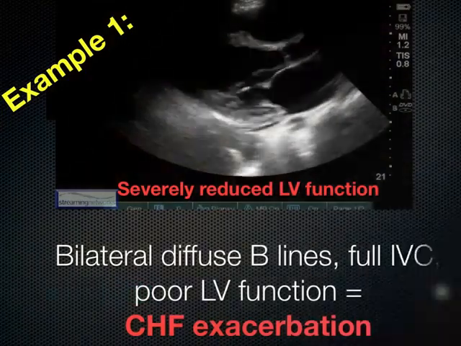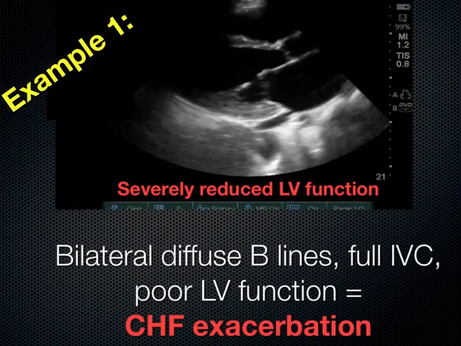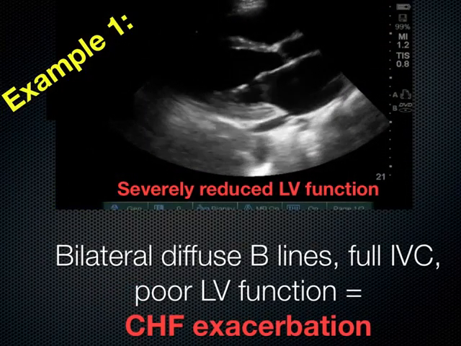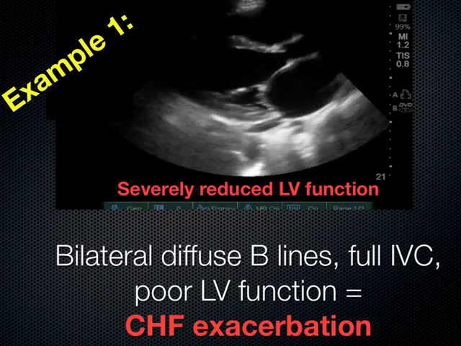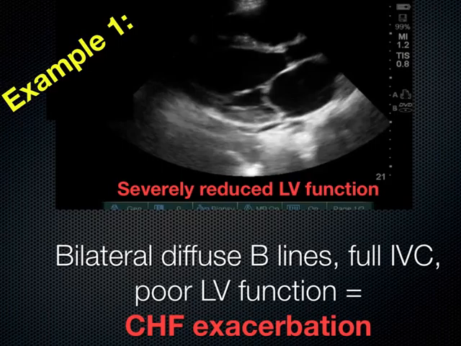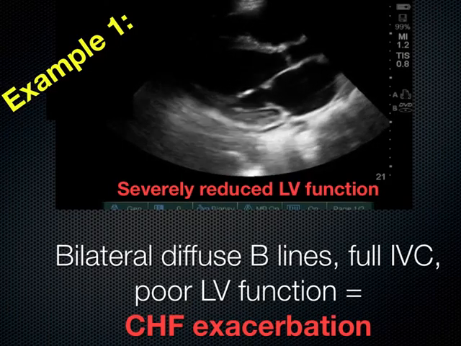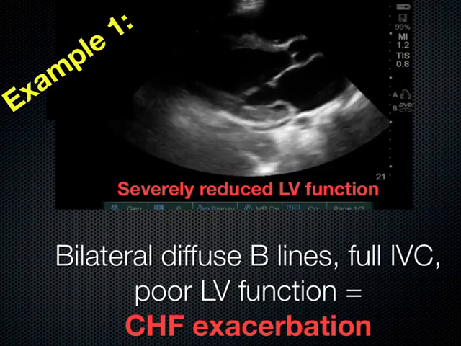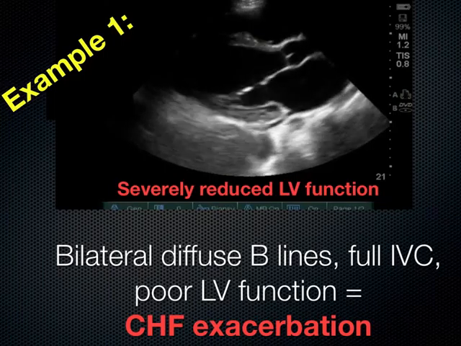In addition, you can appreciate with the cardiac window that the left ventricular function is severely reduced. So the combination of bilateral diffuse B lines, a full inferior vena cava, and the poor function lead you to the diagnosis of a CHF exacerbation as the cause for that patient's respiratory distress.